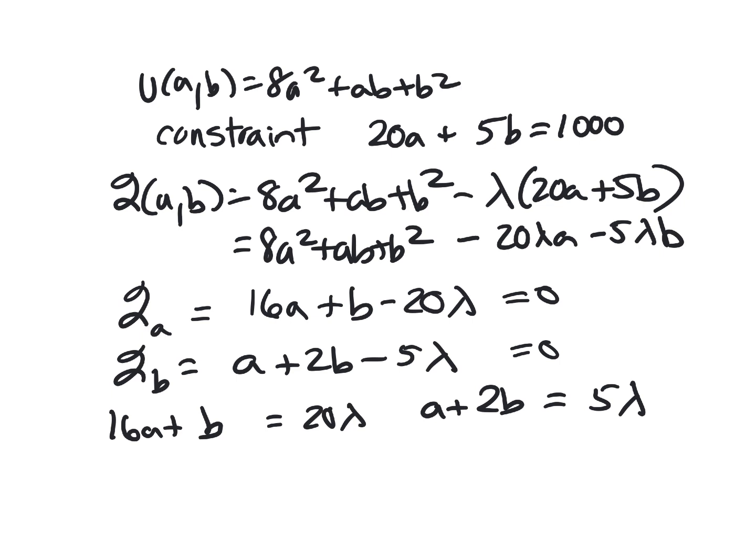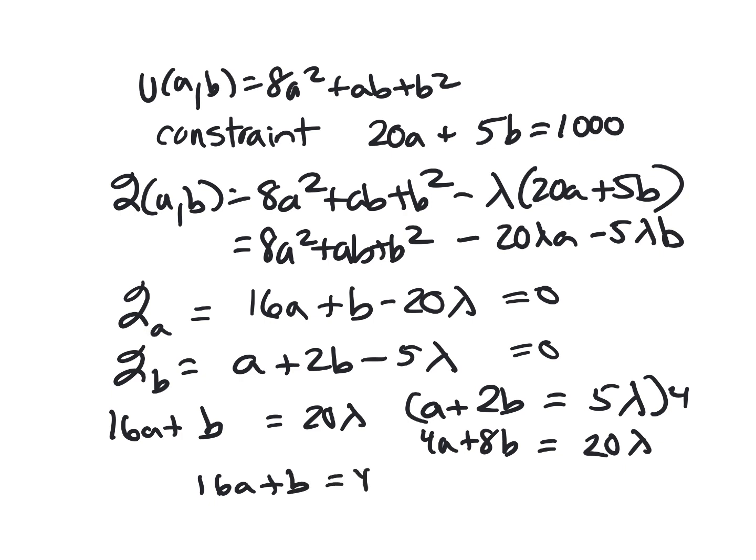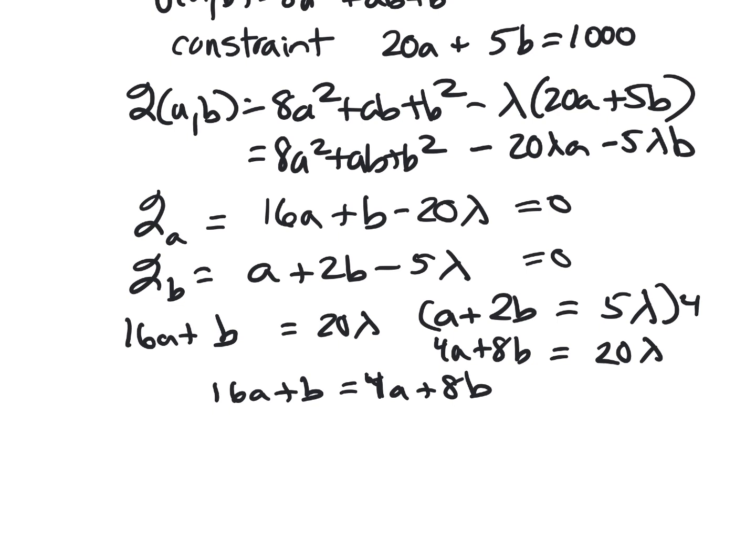Okay, so one is 20 lambda, the other is 5 lambda. Well, instead of solving for lambda and dealing with fractions, I'm just going to multiply both sides here by 4. So then both equal 20 lambda, and then you can set them equal to each other. Way easier, 4A plus 8B. You'll get the same answer if you actually solve for lambda, but it's more painful because you're going to deal with fractions. Okay, all right, so now we just want a relationship between A and B.